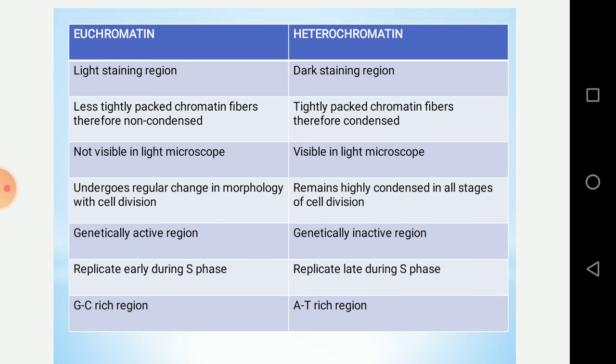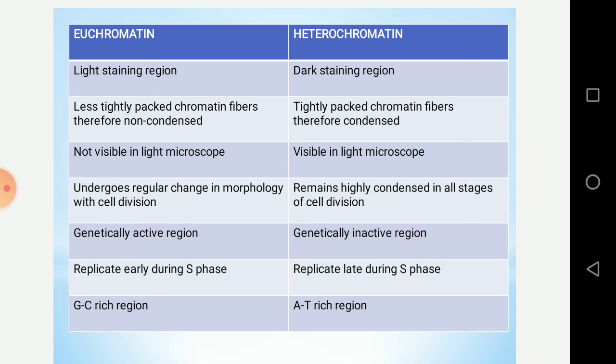Euchromatin is not visible in a light microscope. Why is it not visible? Because the chromatin in this structure looks far apart from each other, so the structure is not completely visible. But the heterochromatin region is completely visible under a light microscope. Why is it visible? Because it is tightly packed and darkly stained. Anything which is darkly stained is completely visible under a light microscope.